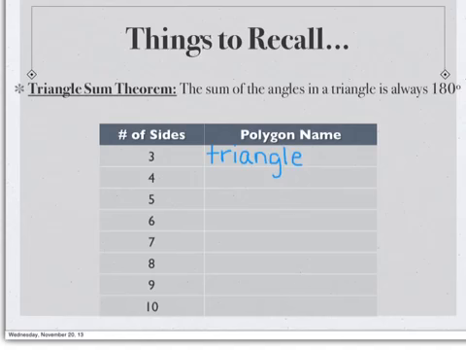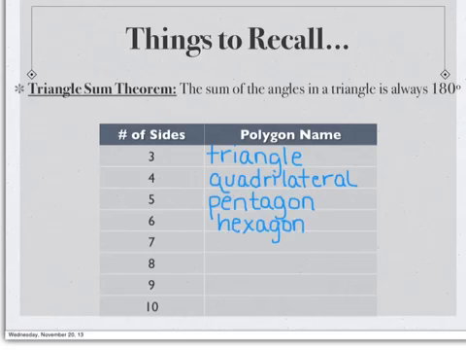Of course, a three-sided figure is called a triangle. We just finished talking about these. All four-sided figures are called quadrilaterals. And then remember, there's all sorts of different kinds of quadrilaterals. A five-sided figure is called a pentagon. A six-sided figure is called a hexagon.